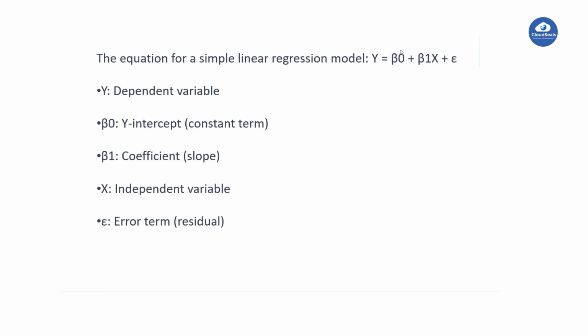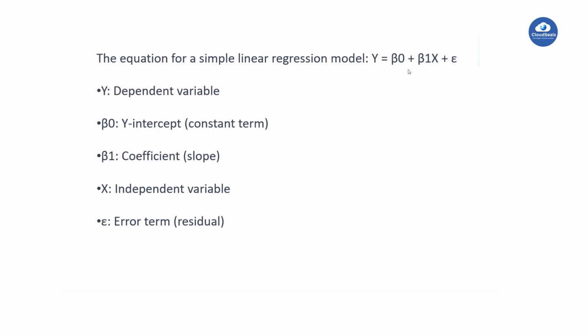Here the constant c is the beta naught, and m, the coefficient of x, is beta 1, so y = beta naught + beta 1 x + e. Whenever we predict with a model, there might be a slight difference between the actual value and the predicted value. That error is this e. Here y is the dependent variable, x is the independent variable, as I already told you in the previous class. Beta naught is the constant term, which we call the y-intercept.